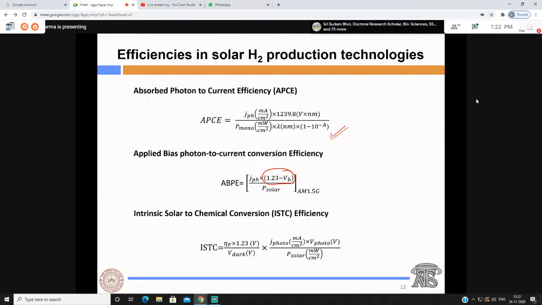And there is another group which gave another efficiency, the intrinsic solar to chemical conversion efficiency. When we shine the light along with the electric energy, the contributions can be calculated separately. For example, in the dark, what is the efficiency, and in the light only, what is the efficiency. When we multiply these efficiencies together, we get the total efficiency of the system, that is ISTC, intrinsic solar to chemical conversion efficiency. So that's how different efficiencies are reported in the literature.